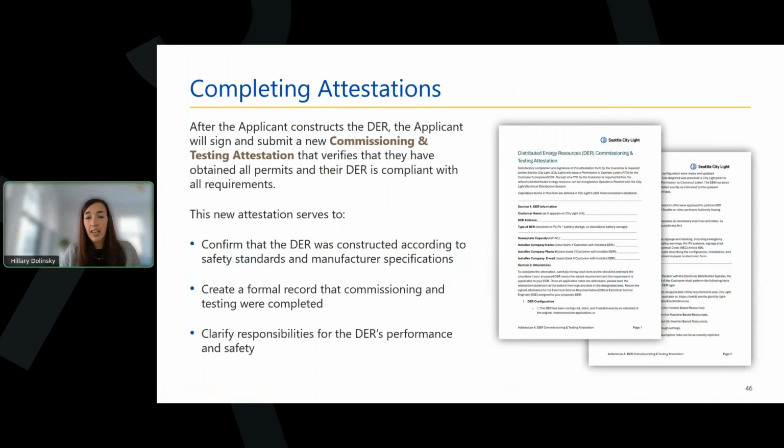The commissioning and testing attestations are a new requirement of applicants. Applicants must attest that their DER meets the required safety, regulatory, and performance standards. To make this more structured for applicants, CityLight has created a form that they will simply fill out and sign. A copy of the attestation form is included in the appendix of the interconnection agreement, so applicants will have a chance to see what they'll need to attest to before constructing their DER. Copies of both the interconnection agreements and the attestations will also be available on CityLight's website for download.